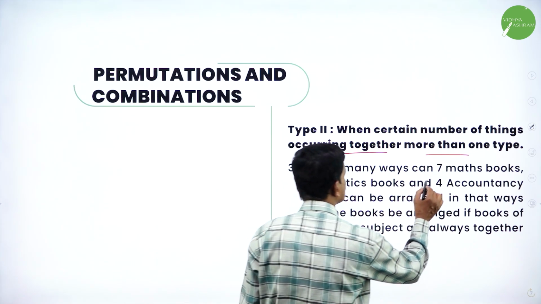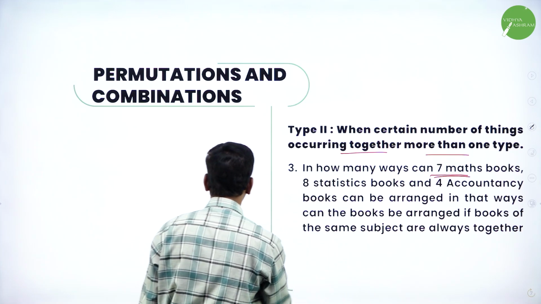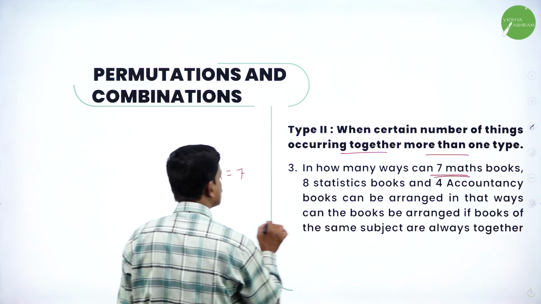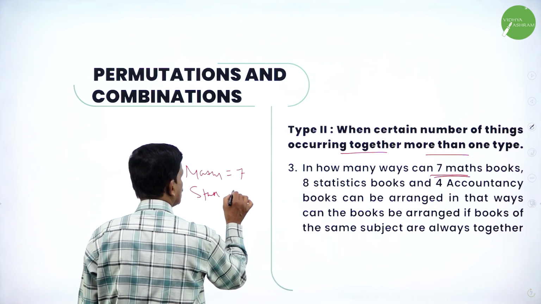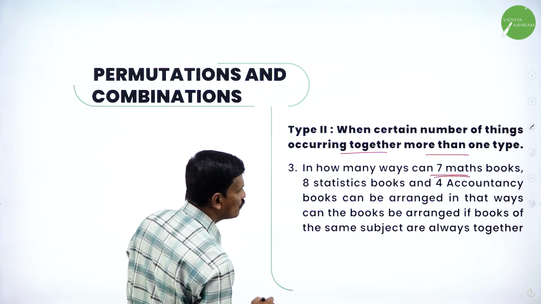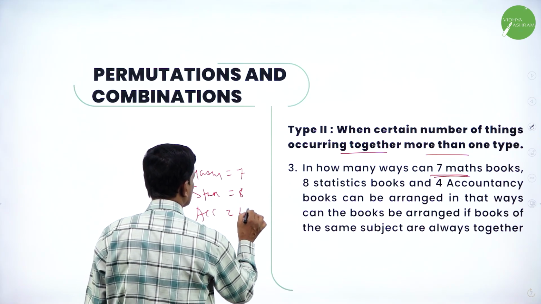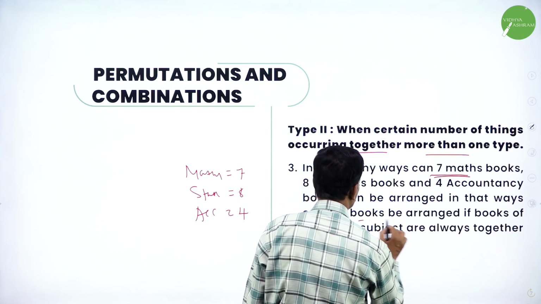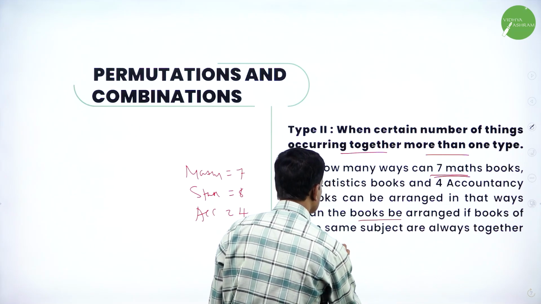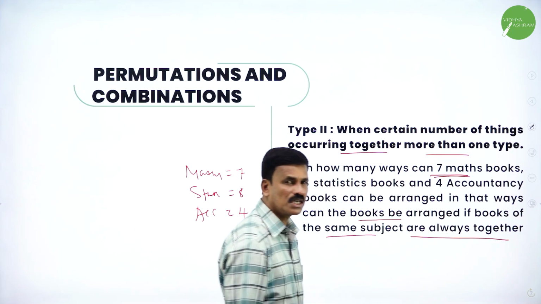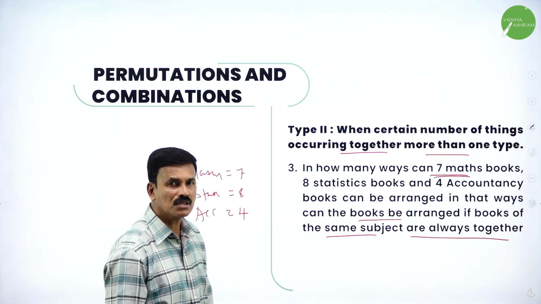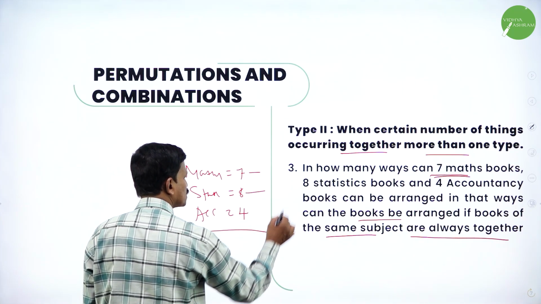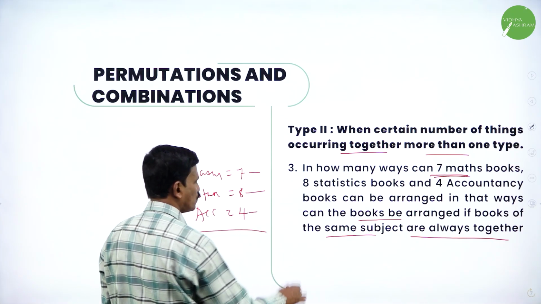In how many ways can 7 maths books, 8 statistics books, and 4 accountancy books be arranged if books of the same subject are always together? So here, how many maths books are there? 7. Stats books, 8. Accountancy books, 4.